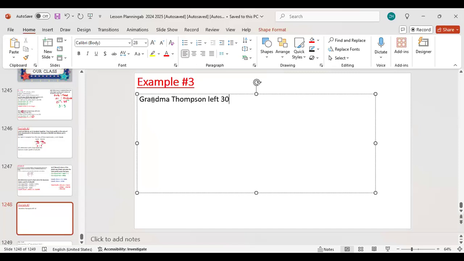$30,000. No, $80,000. My bad. Sorry, grandma. 80,000 to share among Richard, Ken, and Angela in the ratio 3 to 6 to X.